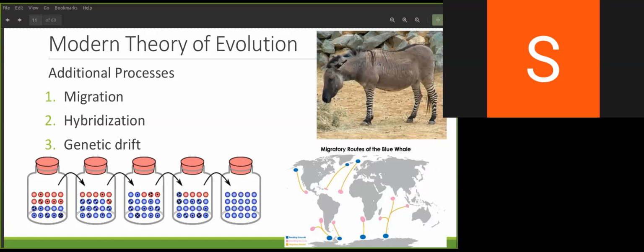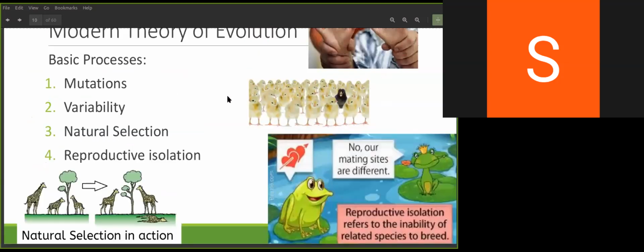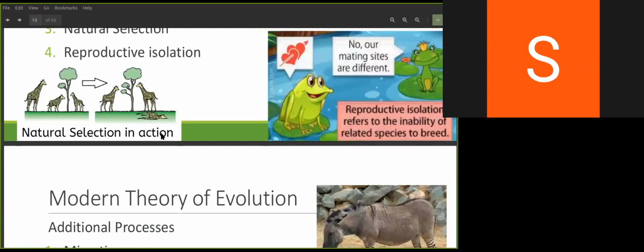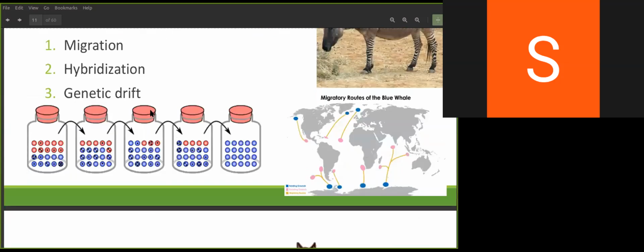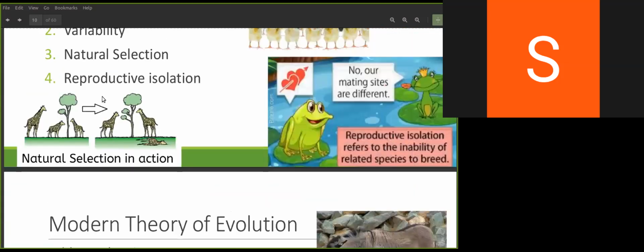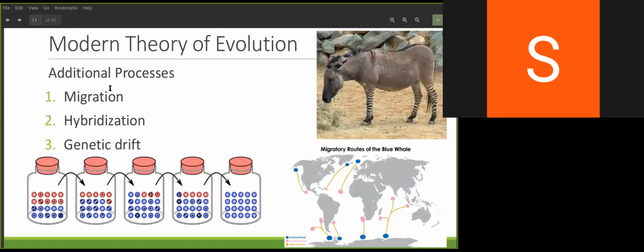Additional processes. These are the main processes. If I ask you in the exam, mutation, variability, natural selection, and reproductive isolation are the main processes of evolution, the most basic ones. But again, we have something we can add on. Migration is one of them. Because of migration, we can have reproductive isolation. That's one reason for having two different species.